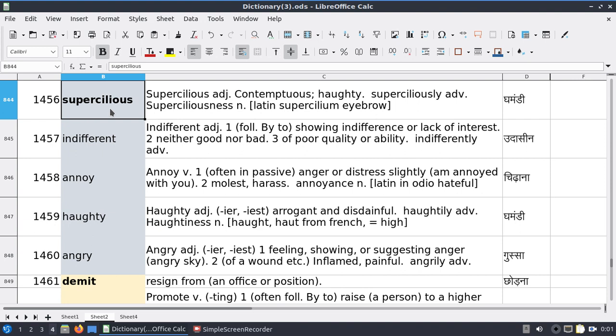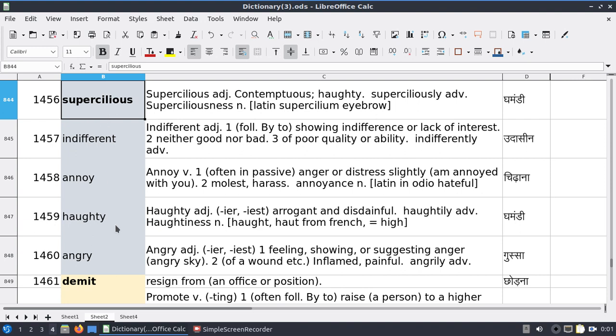Indifferent. Indifferent is what we had discussed earlier also. There is no difference. He doesn't see the difference between good or bad, or rich or poor, etc. Showing indifference is lack of interest. The government cannot be indifferent to public opinion. Means government should take care of public opinion. If it stays indifferent, means it is just not worried about opinion.